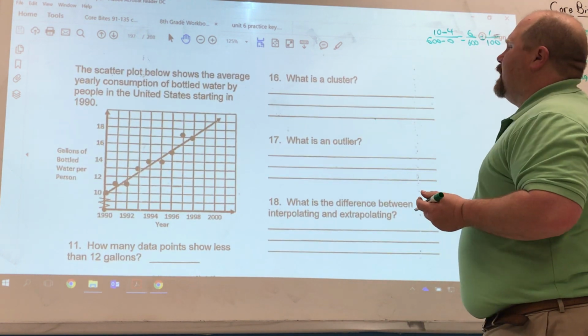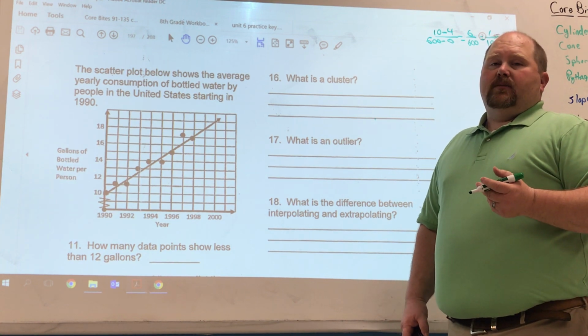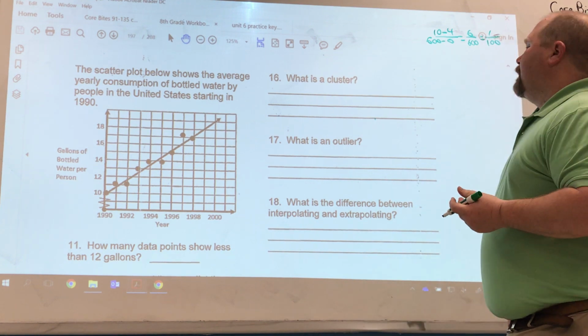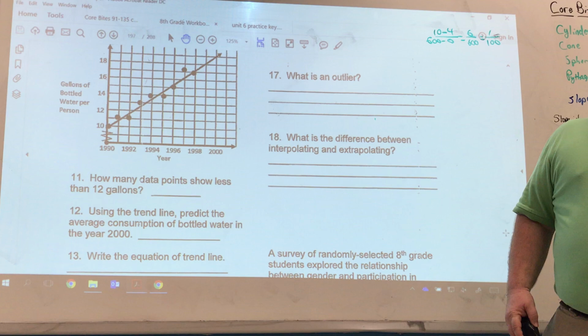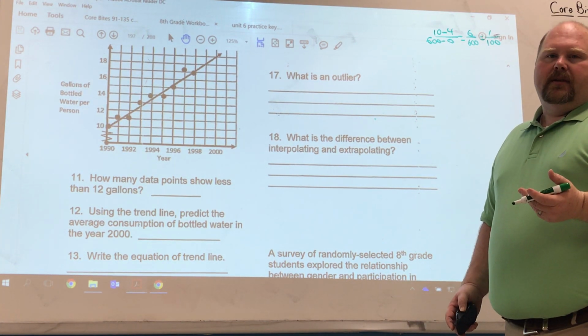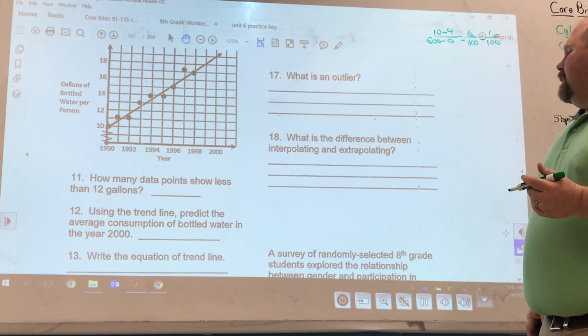16. What is a cluster? A cluster is a group of points that are close together. It's that simple. A cluster is a group of data points that are close together. 17. What is an outlier? An outlier is a point that is far away from the other data points. Okay? It's simply a data point that is far away from the other data points.